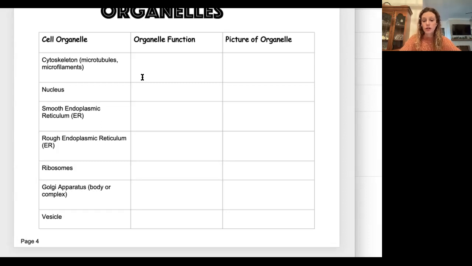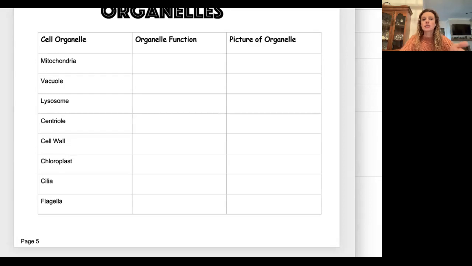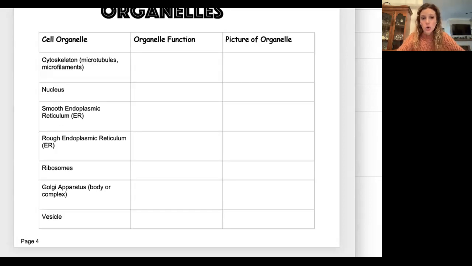Pages 4 and 5 are just you telling me the definition of the organelle. So what is the definition of a cytoskeleton? It helps with the shape of a cell. It consists of protein filaments, which are those microtubules and microfilaments. That's what I want you to write here.